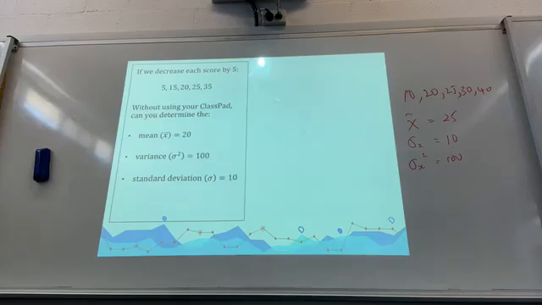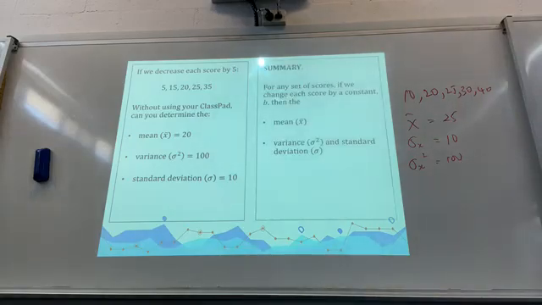What happened to the mean? We started off with a mean of 25. It went up to 30, and then this time it decreased by 5, it went down to 20. So, can you make a conclusion? What would your summary be?